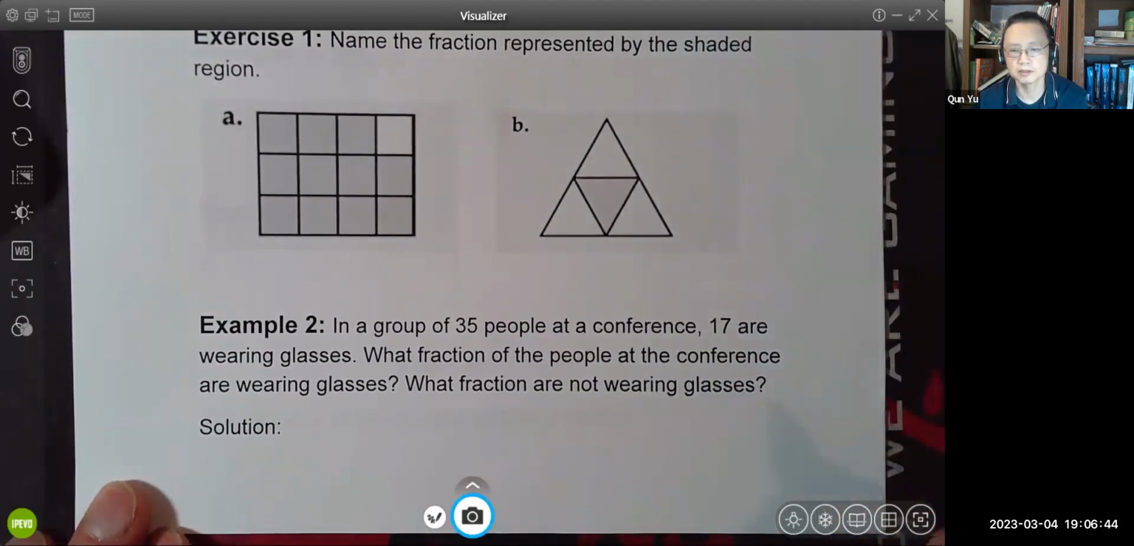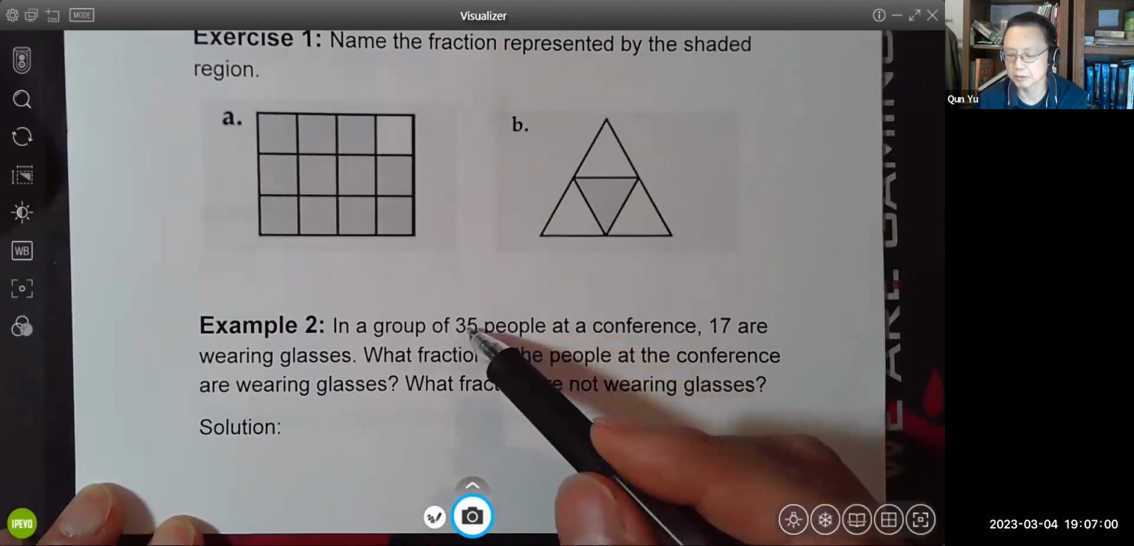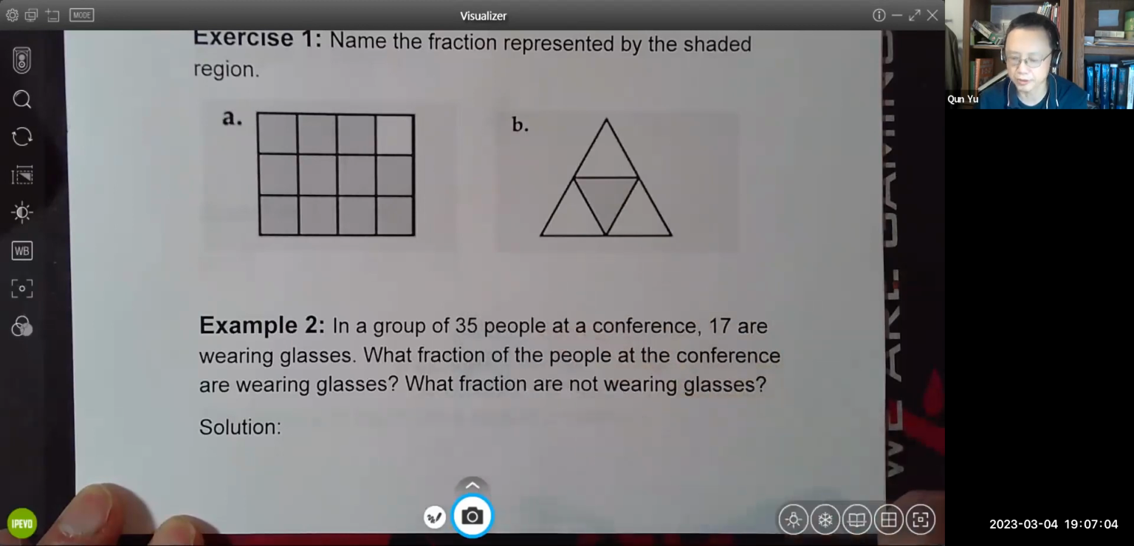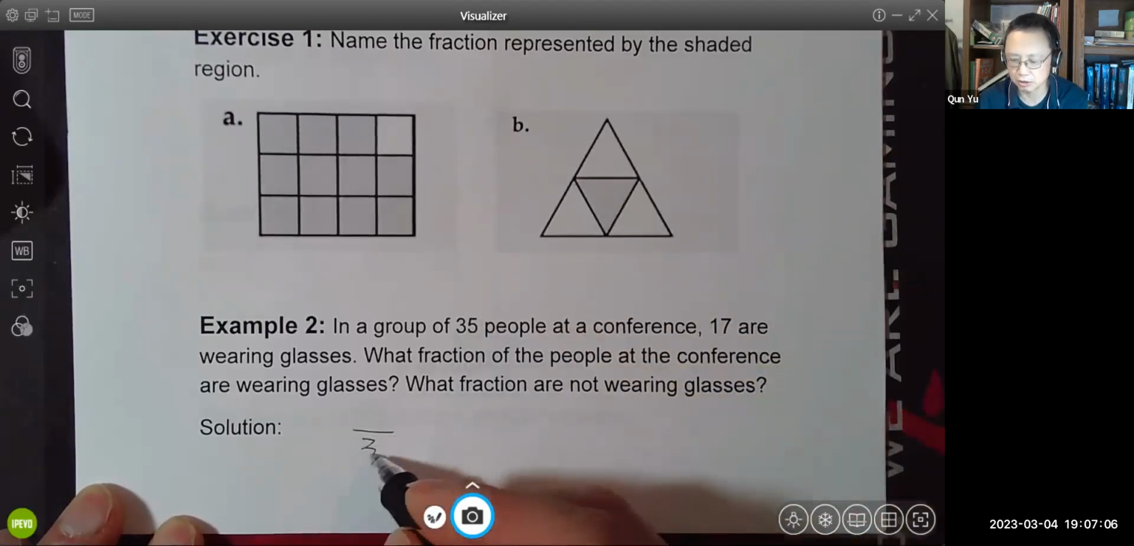In a group of 35 people at a conference, 17 are wearing glasses. What fraction of the people at the conference are wearing glasses? We are talking about 17 out of 35. And the total number of people attending the conference is 35. So the 35 represent the whole thing. That is our whole thing.